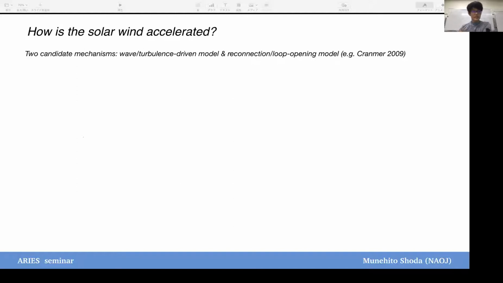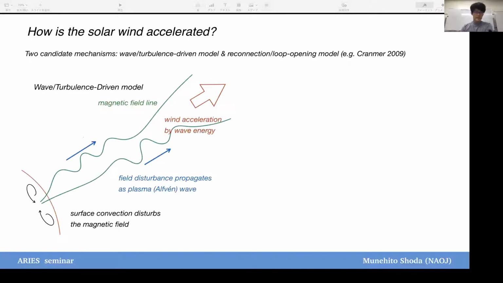So the solar wind models can be classified into two types: the wave turbulence-driven model and the reconnection loop opening model. In the wave turbulence-driven model, it is assumed that the energy of the solar wind is supplied by Alfvén waves.